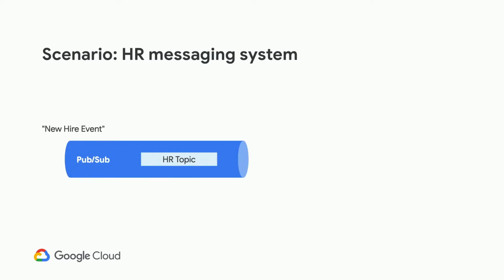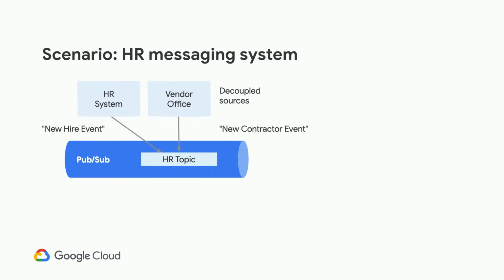Okay, so let's go with a scenario, for example, an HR messaging system. Boom, we have a new hire event. There's a topic here in PubSub, which is the HR topic. Now we have a new event, which might be coming from the HR system or from a vendor office. There are some decoupled sources, and they all send messages to PubSub, to the same topic, because they are all the same kind of information.